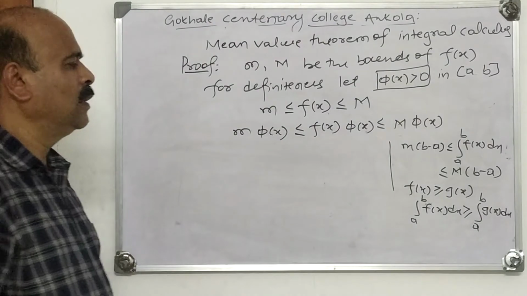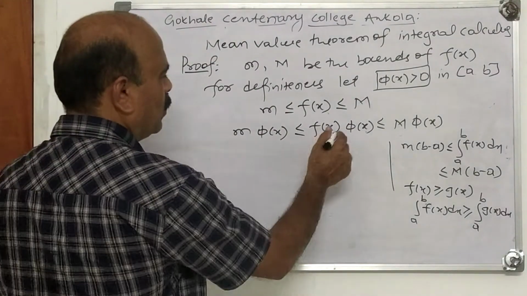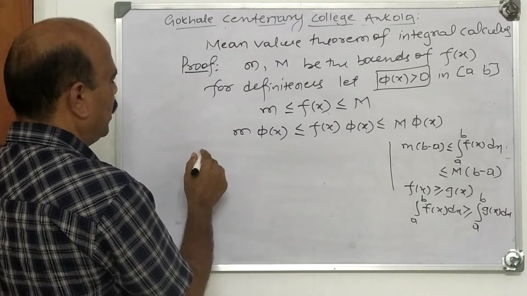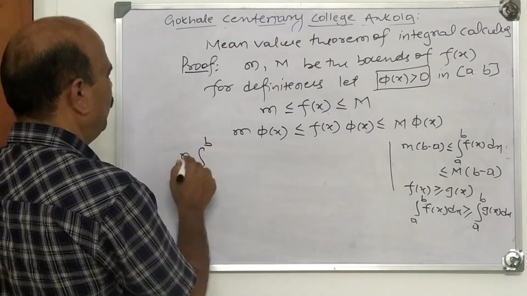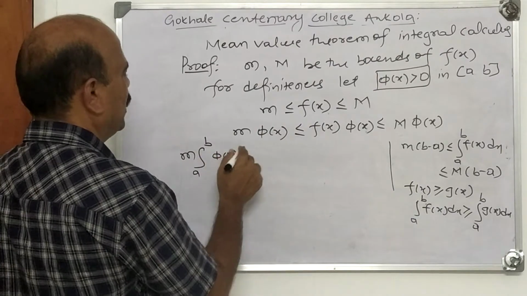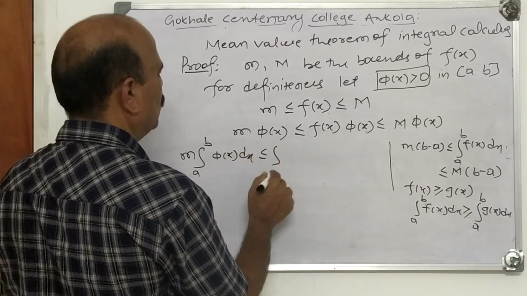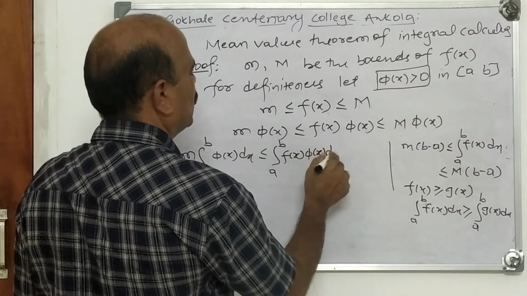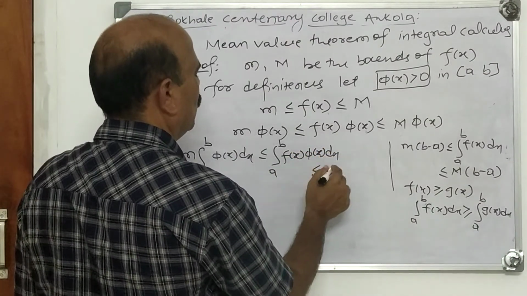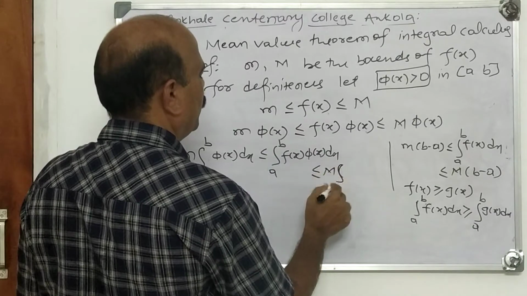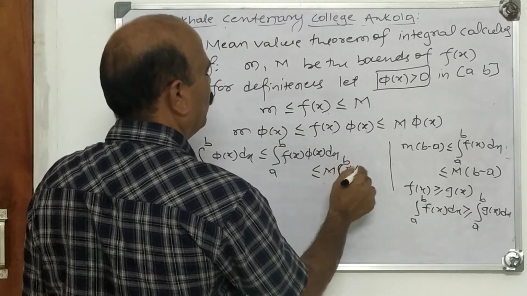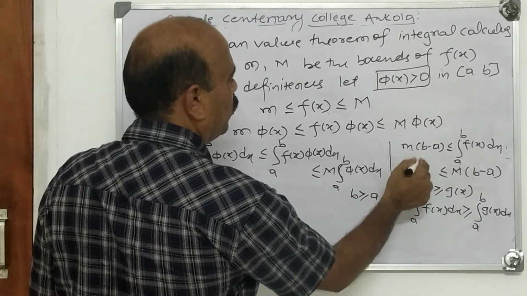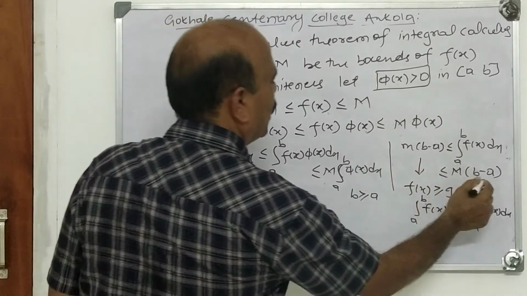This is the inequality. Therefore, using this inequality directly, the integral from a to b of m·φ(x) dx is less than or equal to the integral from a to b of f(x)·φ(x) dx, which is less than or equal to capital M times the integral from a to b of φ(x) dx, when b is greater than or equal to a. One more case: it is when b is greater than or equal to a.